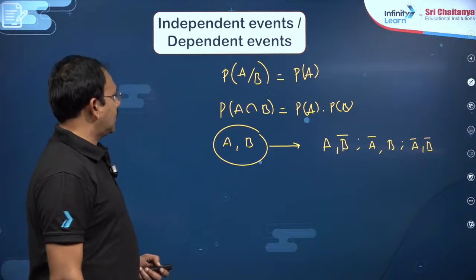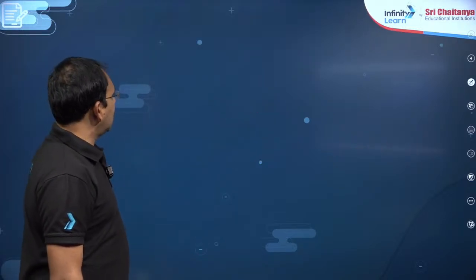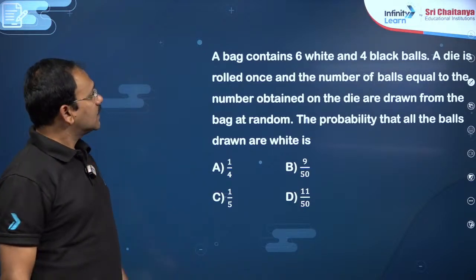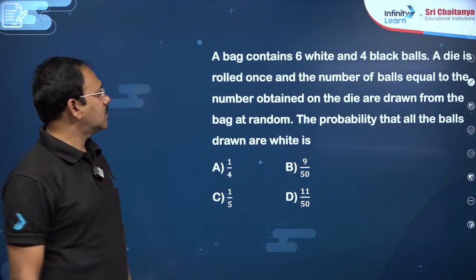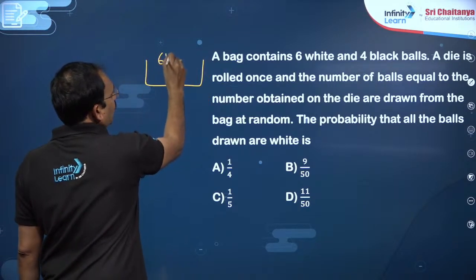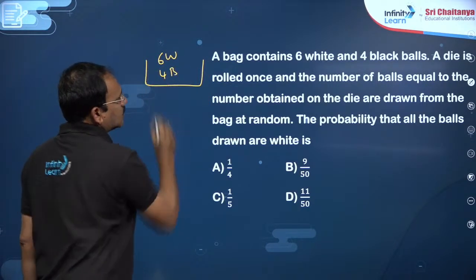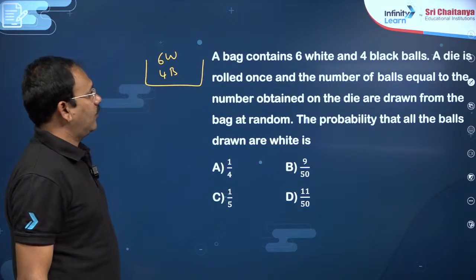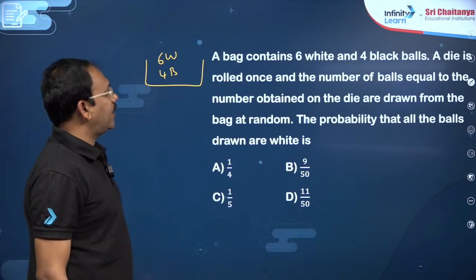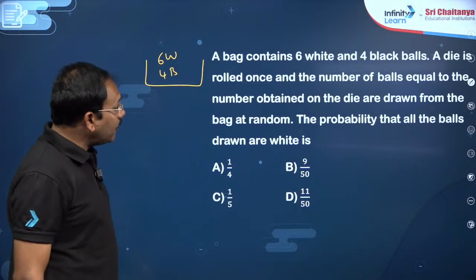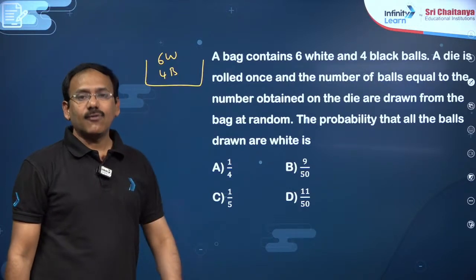Okay. Right. Now, my dear friends, you see some questions over this. A bag contains 6 white and 4 black balls. A die is rolled once and a number of balls equal to the number obtained on the die are drawn from the bag at random. The probability that all the balls drawn are white.